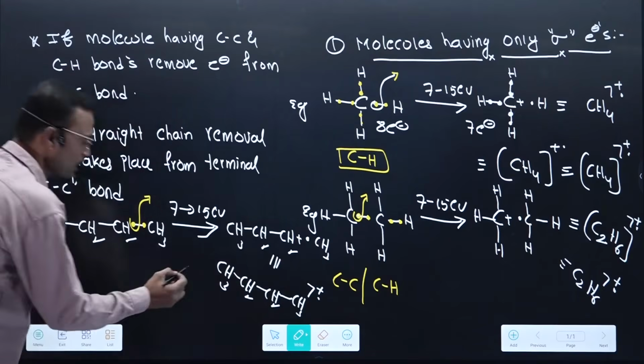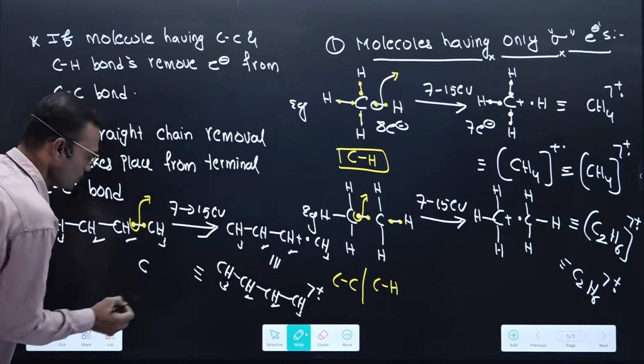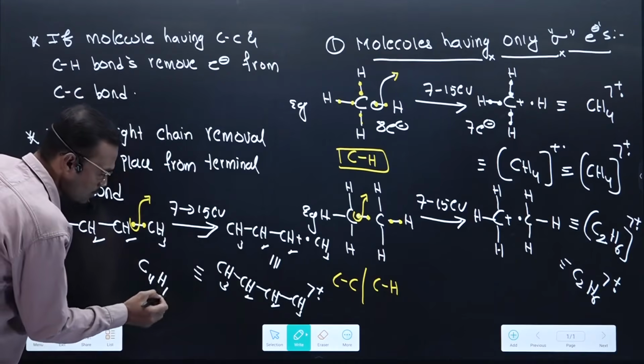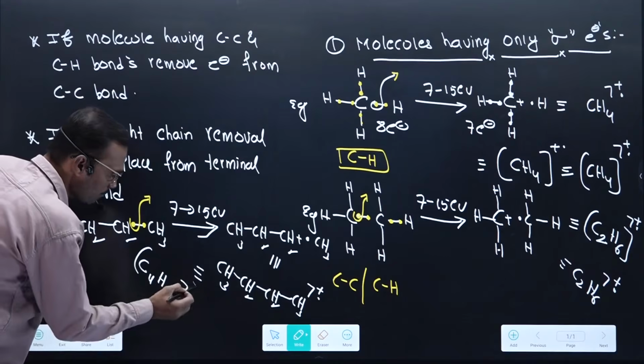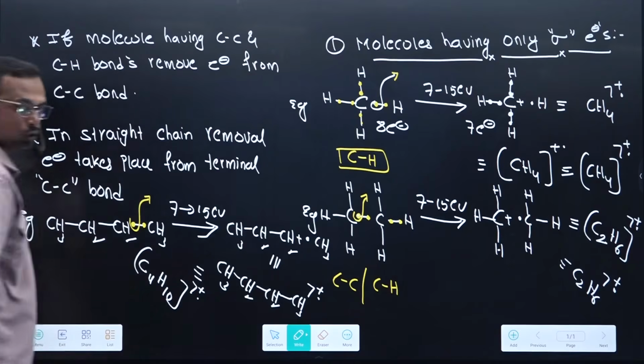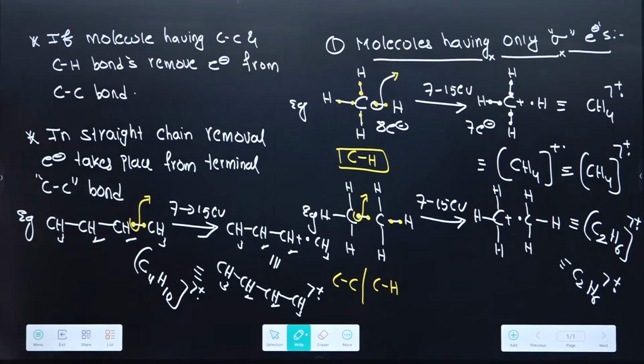Sometimes they may also write like this. So how many carbons? 4 carbons. How many hydrogens? 10 hydrogens. So they will write a square symbol and they will write radical cation like this. Clear? Right. So if any straight chain is given, always try to remove the electron from the terminal. Don't remove from the middle. These points are most helpful from individual functional groups.